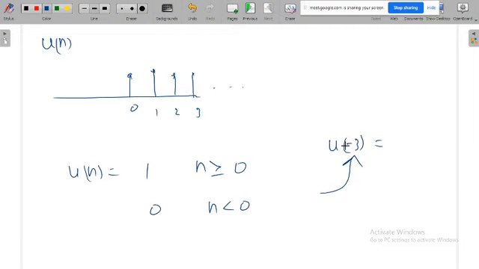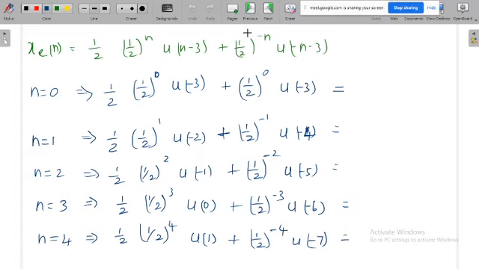Anybody? Negative. So that means what? What is the answer? Zeros. So 0. So don't tell u of minus 3. U of minus 3 value is 0. So that means this is 0. This is also 0.